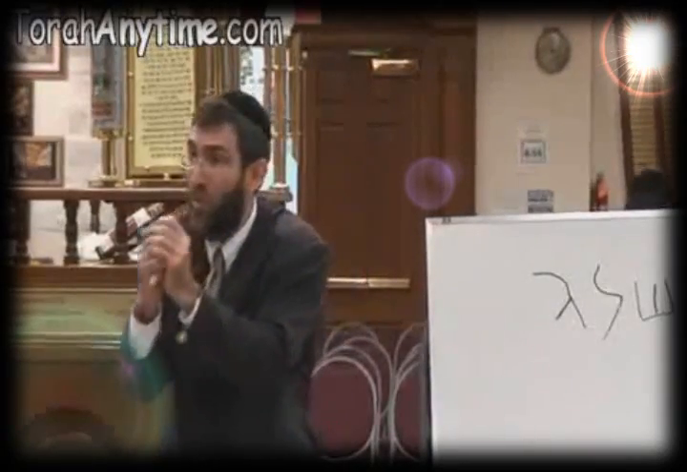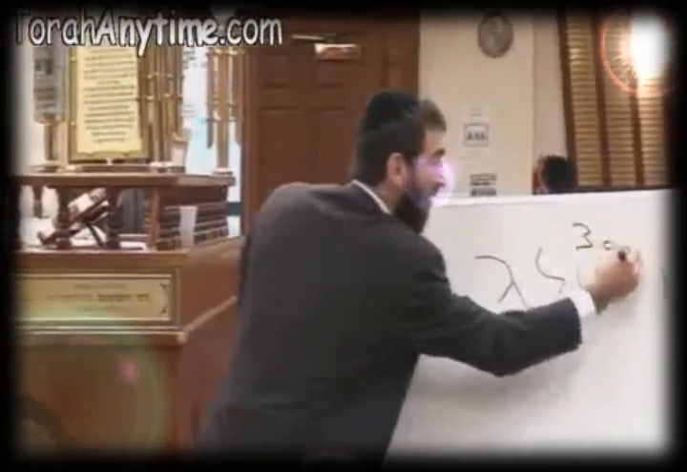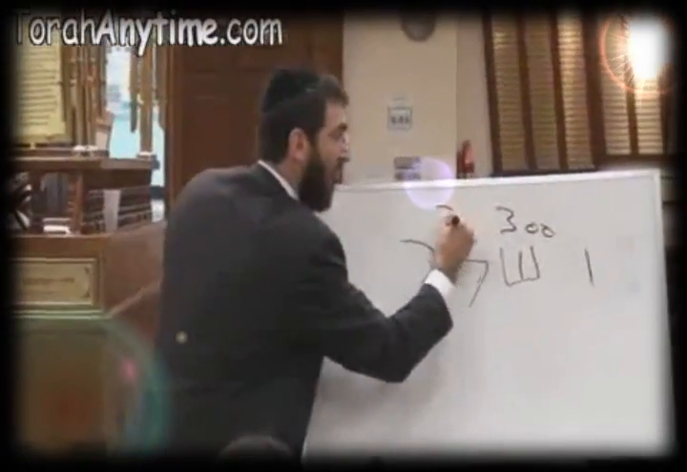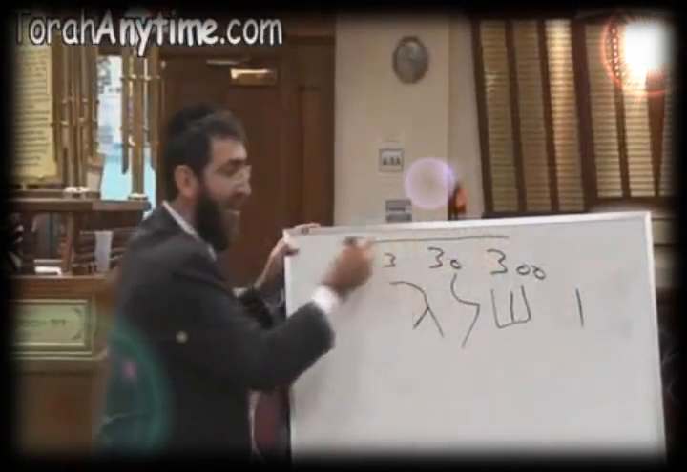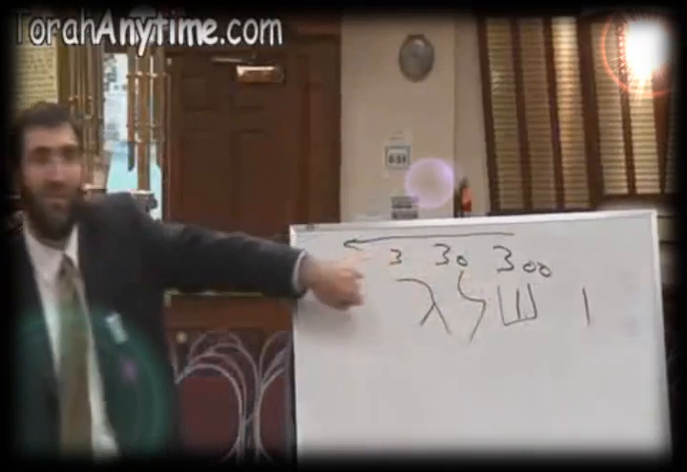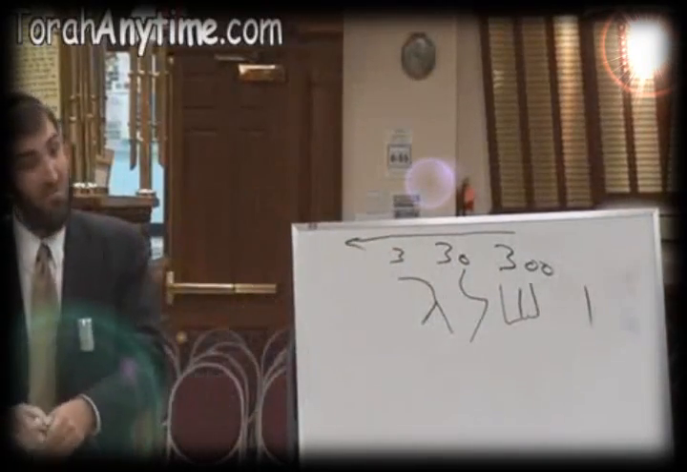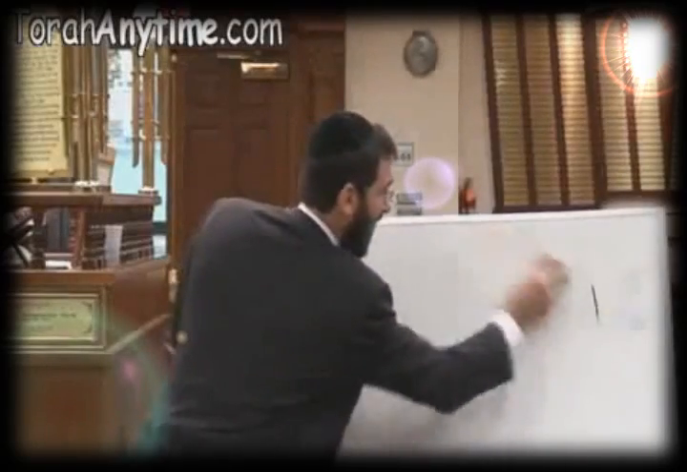That's interesting, because look at these three numbers. Shin is what? 300. Lamed is 30. Gimel is 3. What do we see? A contraction. Going from something large to something small. Okay, cute. Let's keep going.